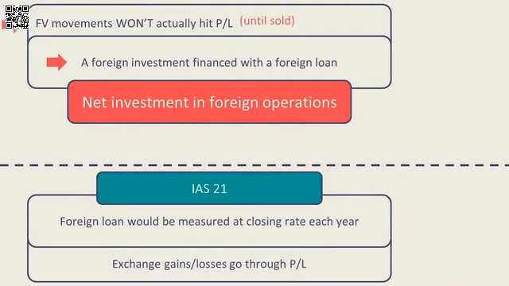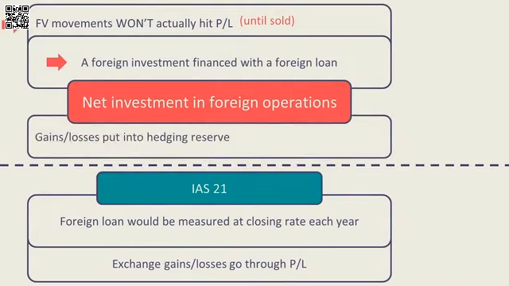So if you can prove that you are using that loan to finance that investment, then rather than put the exchange gains or losses on the loan through the profit and loss account each year, you can actually put them into a hedging reserve. And by putting the gains and losses on the foreign loan into a hedging reserve, it means that they are not hitting the profit and loss account now. When you sell the investment in the future and the fair value movement on the investment hits the profit and loss account, that's when we release the fair value movement on the loan into the income statement.